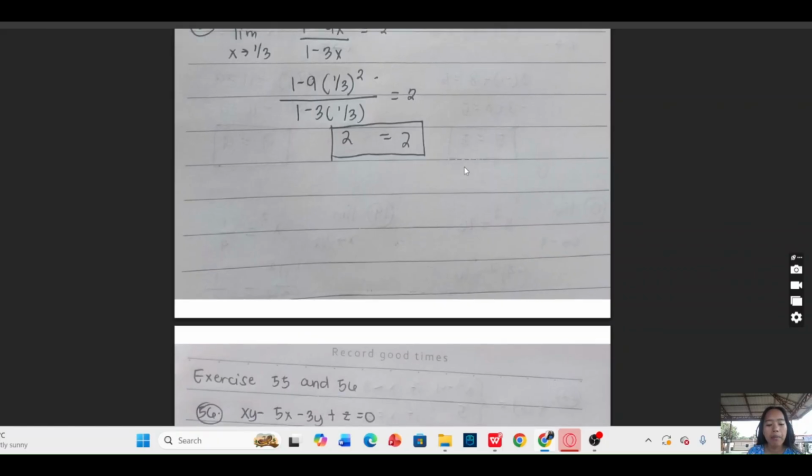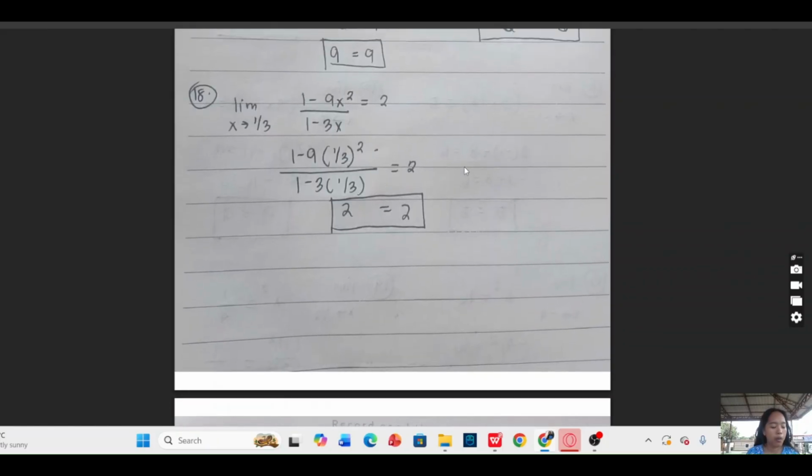So down to the last number before we go to the functions, we are given the limit of (1 minus 9x squared) over (1 minus 3x) as x approaches 1/3, that is equal to negative 2. So let's see if it is true.